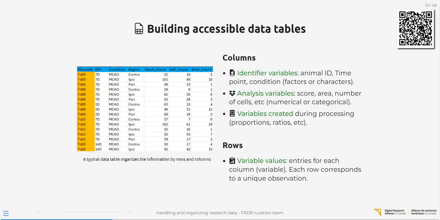Here, we have a clean and organized example. Each column plays a clear role. Identifier variables like animal ID, time point, and condition describe the grouping factors. Analysis variables include the actual data you measure, like scores, areas, or cell counts. We can also have variables created during processing, such as proportions or ratios. Note that each row contains the values for a unique observation, making the dataset tidy and easy to analyze.